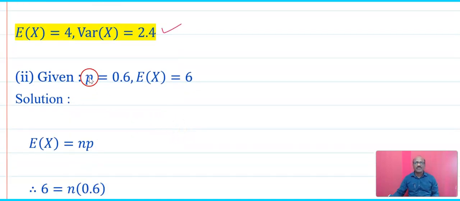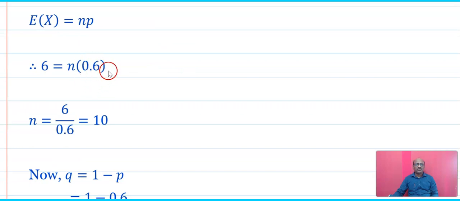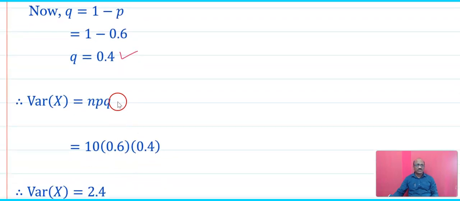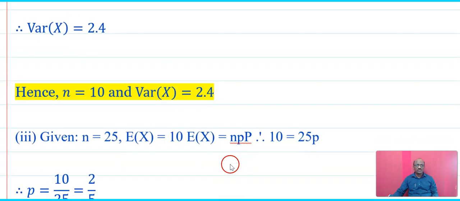Next, given that P is equal to 0.6 and E of X is 6. E of X is NP. E of X is 6, and N into P means 0.6, so N is equal to 6 upon 0.6. If you multiply numerator and denominator by 10, you will get 60 upon 6, and that is nothing but 10. Now here Q is equal to 1 minus P, therefore Q is equal to 1 minus 0.6, which is 0.4. Again, the variance of X is NPQ, which means 10 into 0.6 into 0.4, that is 2.4. And hence N is equal to 10, and the variance of X is 2.4.